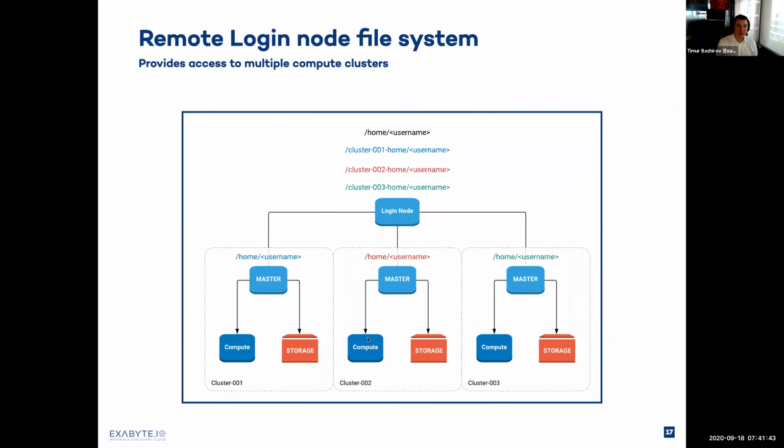Now, to understand how we can collaborate using any of these alternative connection methods, we have to understand a bit more about the file system that we employ. And the file system connects the user from the login node into multiple clusters. Multiple clusters, each of which, in our case, is running on a different cloud provider.